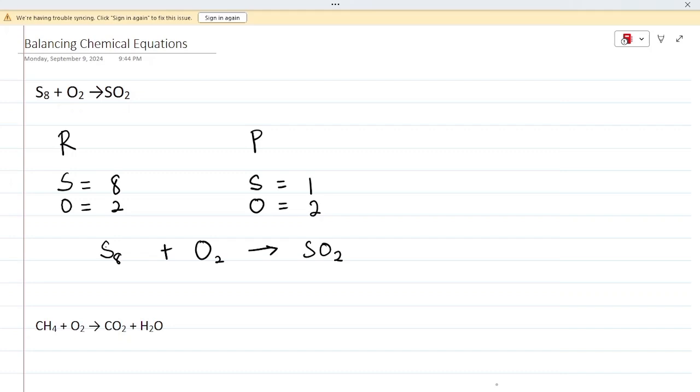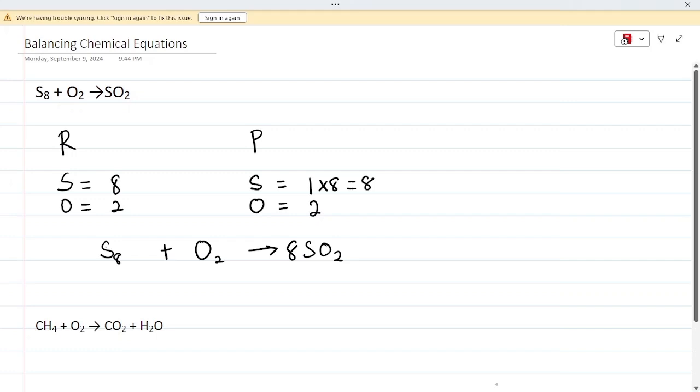All right, so now all you basically do is make the smaller number become the bigger number, and you do so by multiplication. That's an easy way to do it. So, I have 1 here, and I have 8 here. I need to make 1 become 8. How do I do that? Simply multiply by 8. So what did I do? From the product side, I multiplied sulfur by 8. So I simply go to the product side, the place where I have sulfur, I place 8 there.